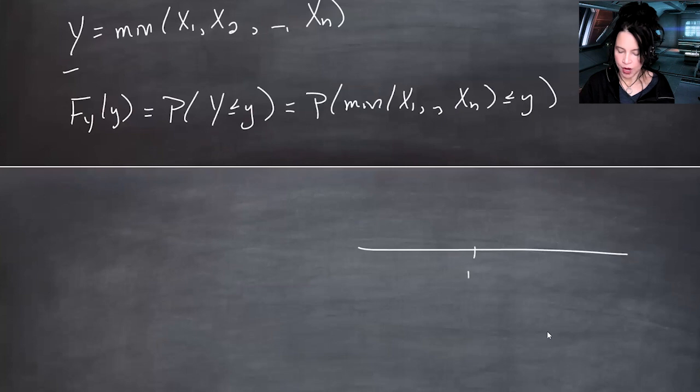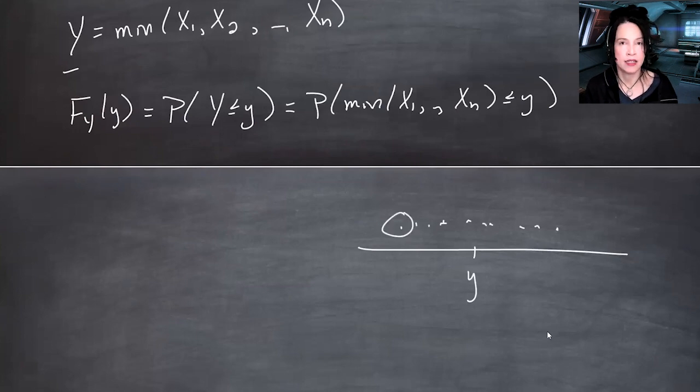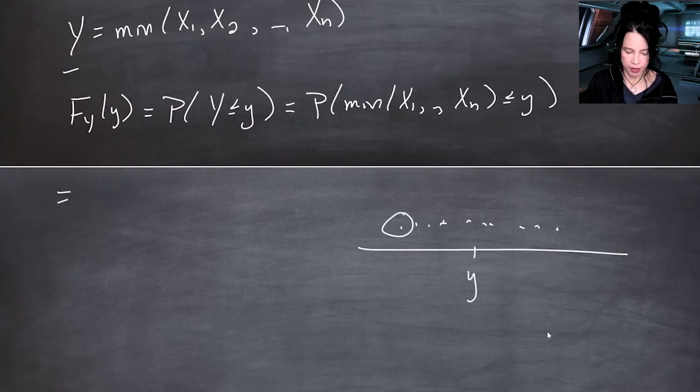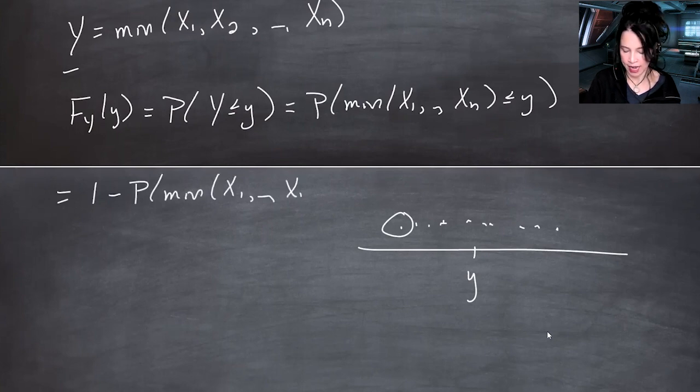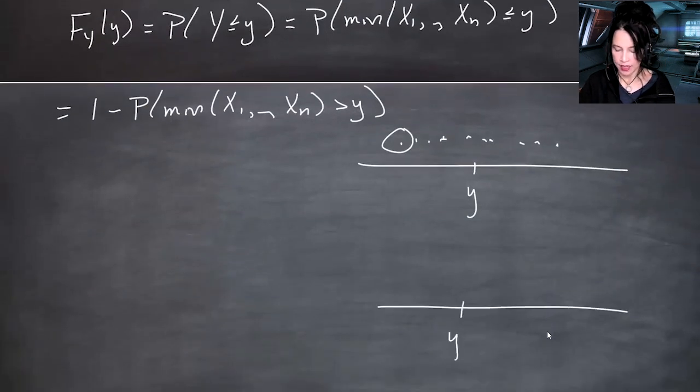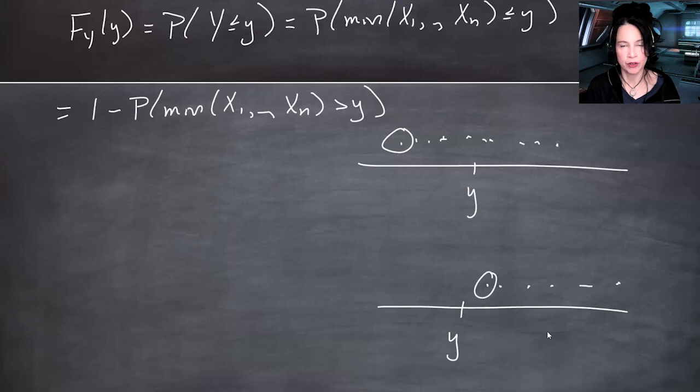We wanted to rewrite this probability in terms of the individual x's because we know their distribution. So I put a y on a number line, and we wanted to figure out how the individual x's must fall so that the minimum is less than or equal to y. There are many ways for that to happen. So we turned the probability around. We took a complement, and we had 1 minus the probability that the minimum of x1 through xn is greater than y, because that is equivalent to them all being greater than y.